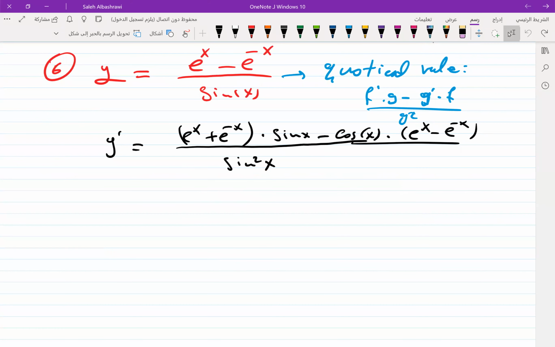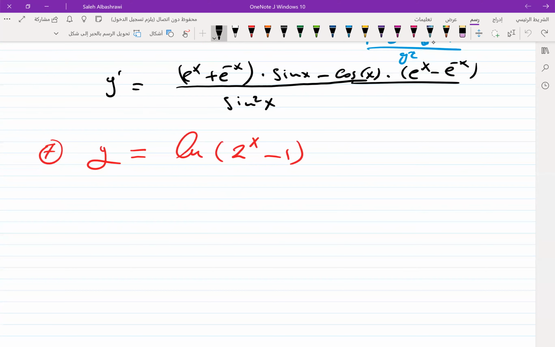Take one more. Number 7, have y equal to ln of 2 to power x minus 1. And we need to find the derivative for this one. Y equal to ln 2 to power x minus 1. From the derivative of the logarithmic function, we know that the derivative for ln is f prime divided by f. So y prime will be, the function is 2 to power x minus 1 to this part. This should be in the denominator because I have ln.